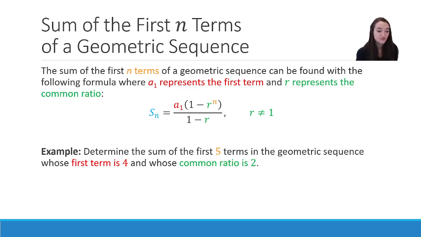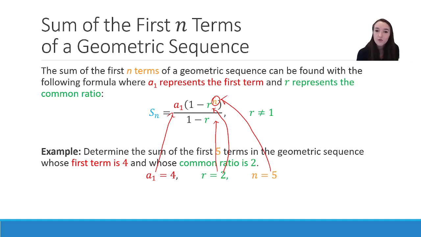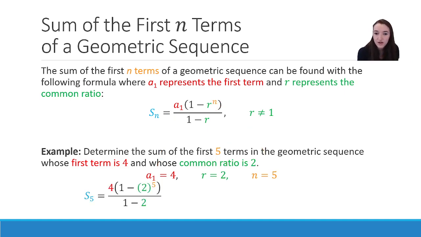To determine the sum of the first 5 terms in the geometric sequence whose first term is 4 and whose common ratio is 2. Okay, so first term 4 means A1 is 4, R is 2. First 5 terms means N is 5, and we are looking for S5. So all we need to do is plug in each of these variables. So A1, R, make sure to plug it in twice because there's 2 R's here, and N. And be very careful, this N is an exponent. Make sure to work with your order of operations as well.